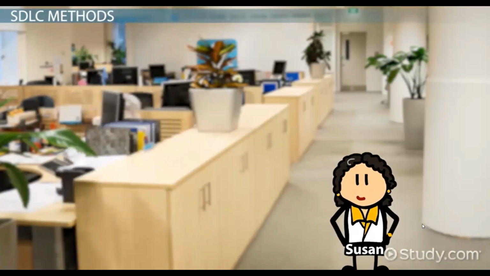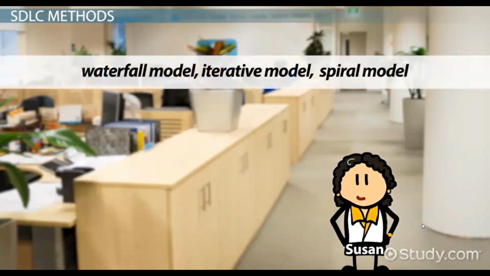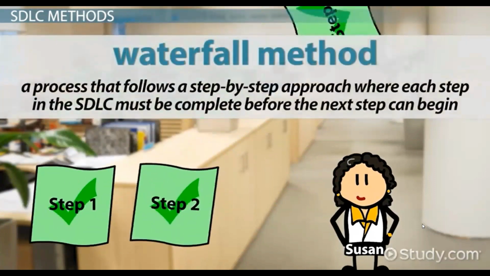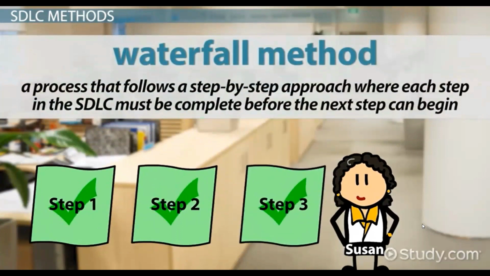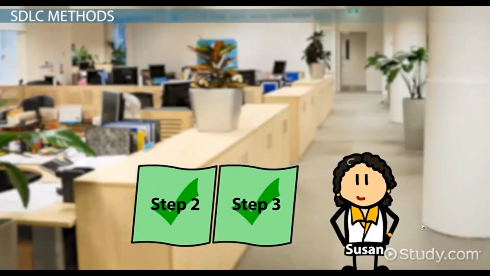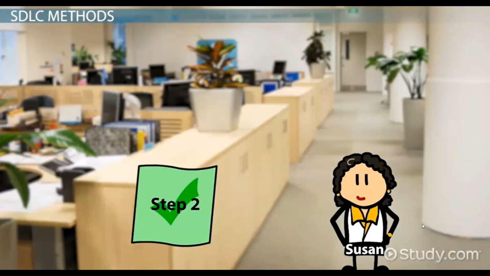Some of the SDLC models include the waterfall model, iterative model, and spiral model. Susan learns that the waterfall method is a process that follows a step-by-step approach, where each step in the SDLC must be complete before the next step can begin. The deliverable from each step is necessary to complete subsequent steps in the waterfall method.